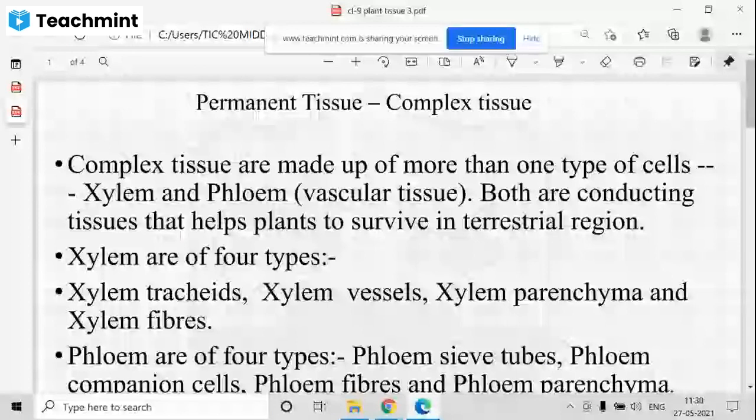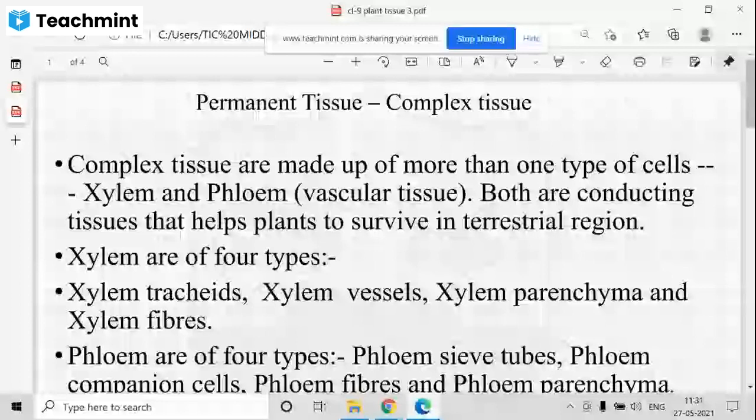Now, conducting tissues. Why are they called conducting tissues? Because they conduct water, mineral salts, and food. Whatever food is prepared, proteins, carbohydrates, fats, whatever the leaves produce, is transported to the plant parts, stem, roots, and leaves, for their growth and development. That is why they are called conducting tissues. The conducting tissues help plants survive in the terrestrial region. Terrestrial means living on land.